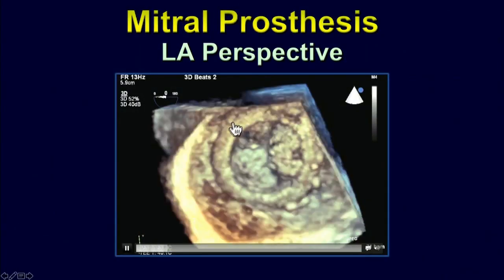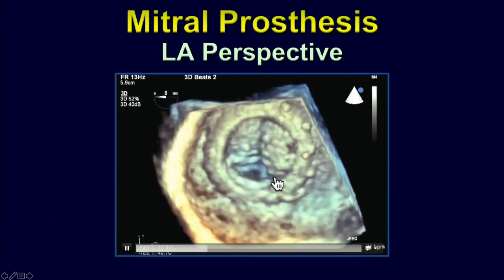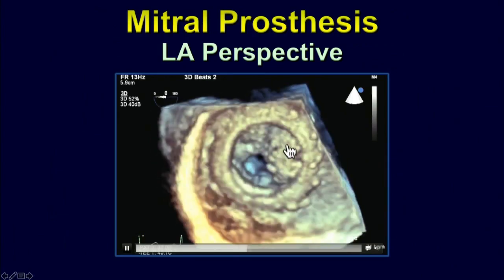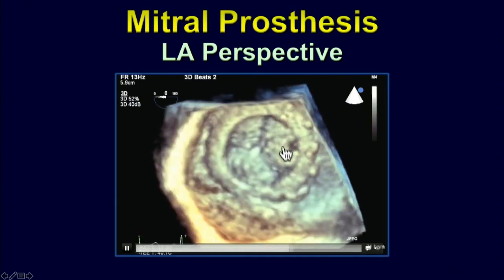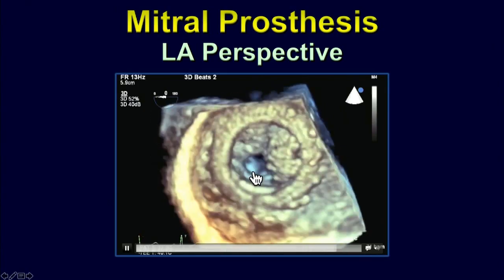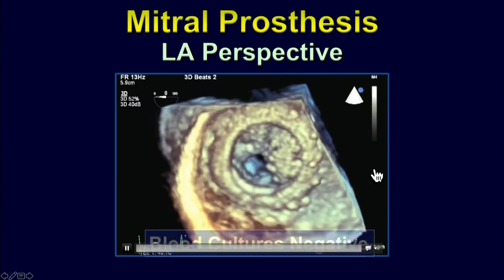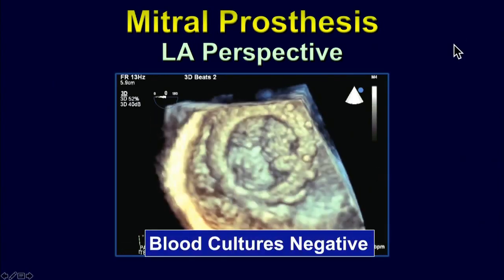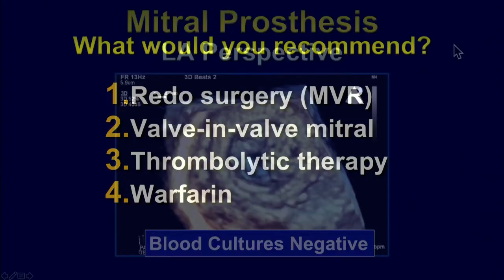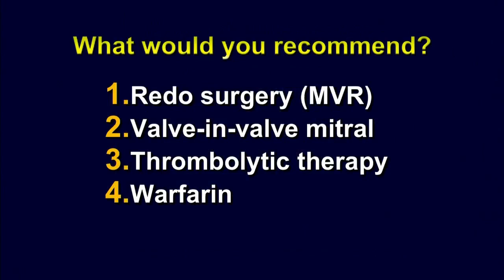Here is the transesophageal echo. This is from the left atrial perspective, and you can see this amorphous material that's really gluing down these leaflets. This one leaflet appears to open well. This patient had blood cultures. The blood cultures were negative. And so the question would be, what would you recommend now?